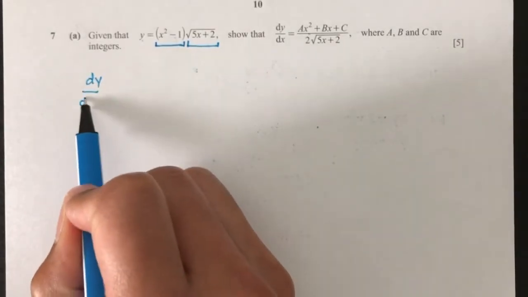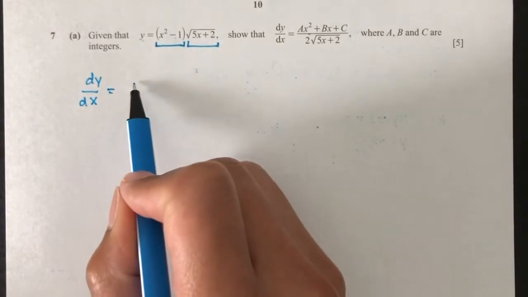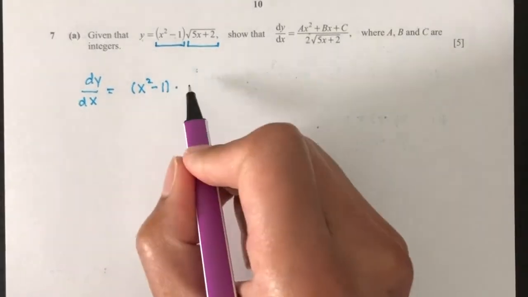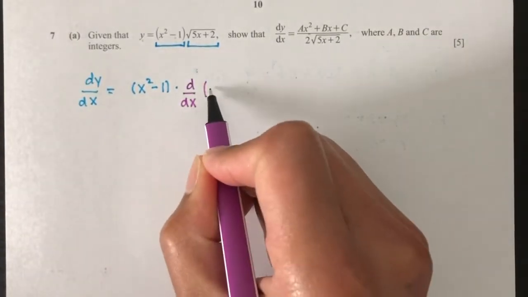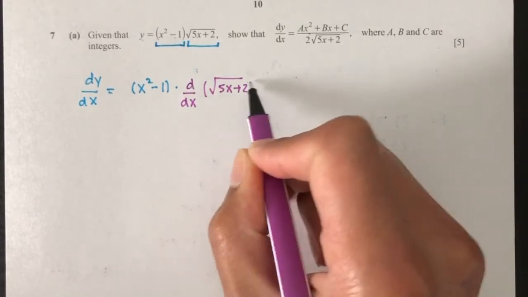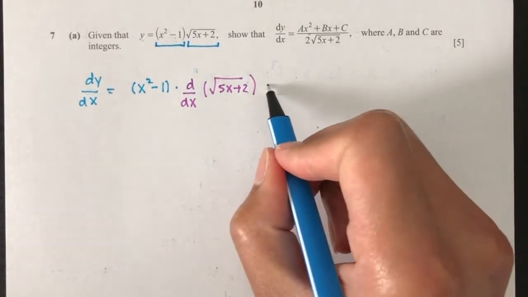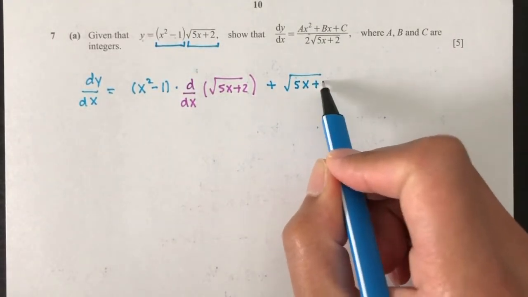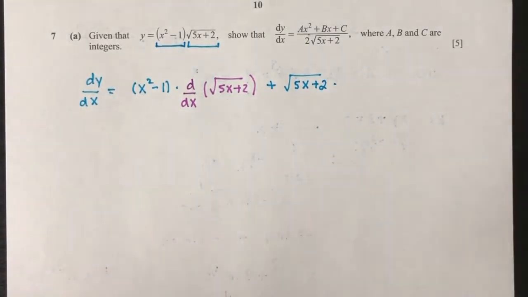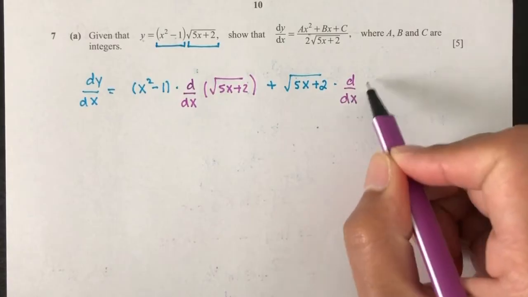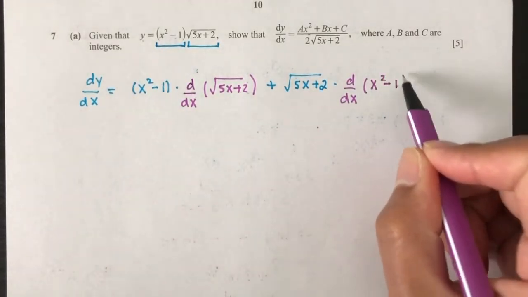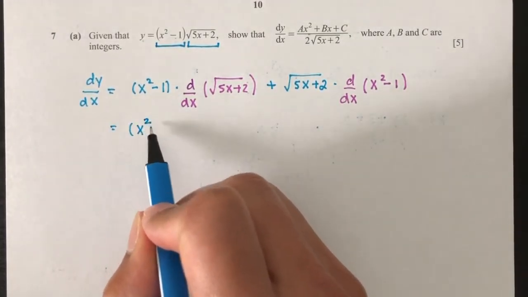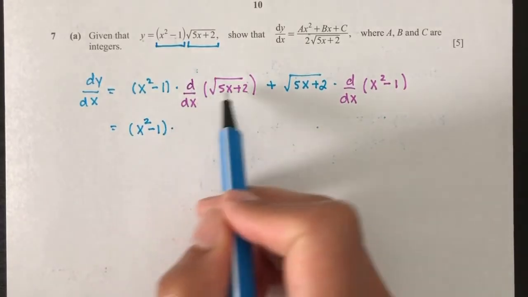So dy by dx will be equal to, the first one will remain the same, then multiplied by, let's use a different color, d by dx of the other term, which is this one. Then we have to add. Now we have to change the positions. The first one will be this one now, multiplied by d by dx of the other one, x squared minus 1. Now we can simplify one by one. The first one remains the same, x squared minus 1 times d by dx of this.